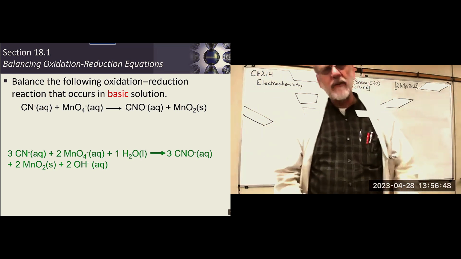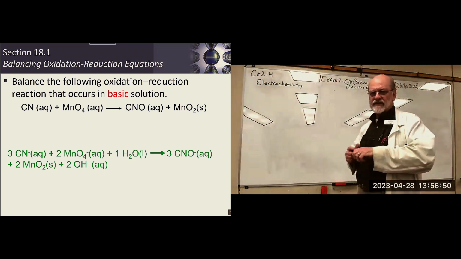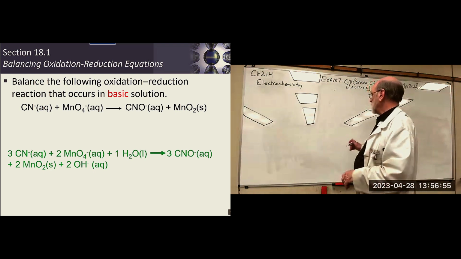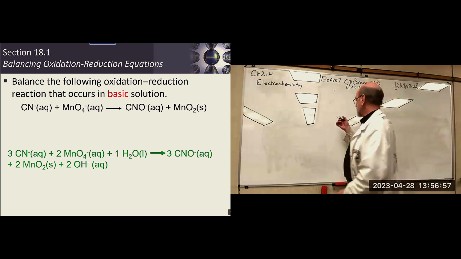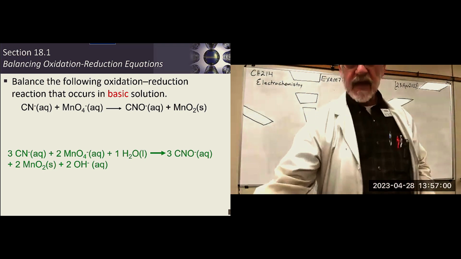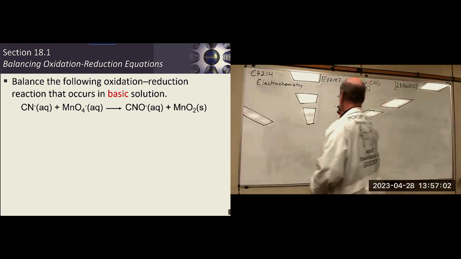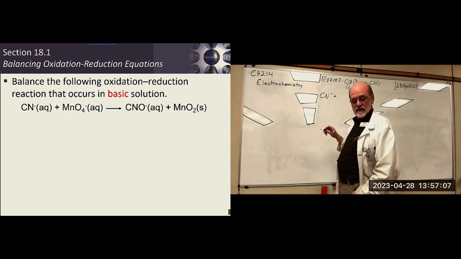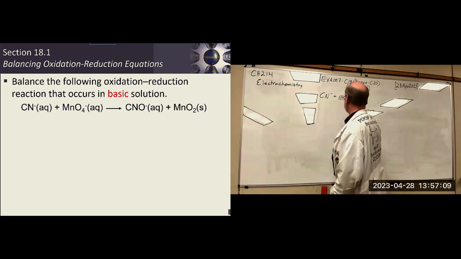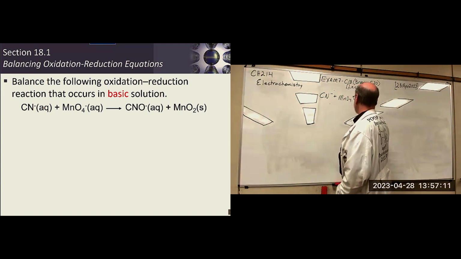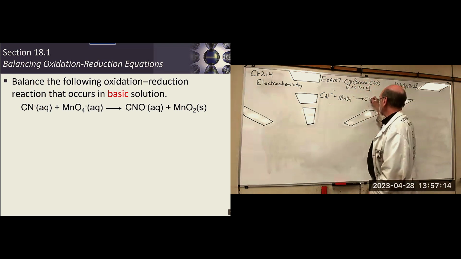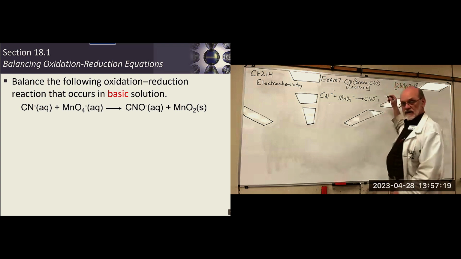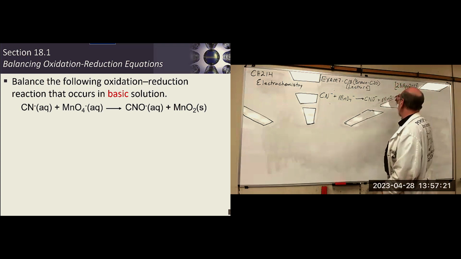No, I better do that one. I think I remember complexities here. So let me do this one so we can eliminate any problems. CN minus. So let's get rid of the answer for now. CN minus plus MnO4 minus yields CNO minus plus MnO2.